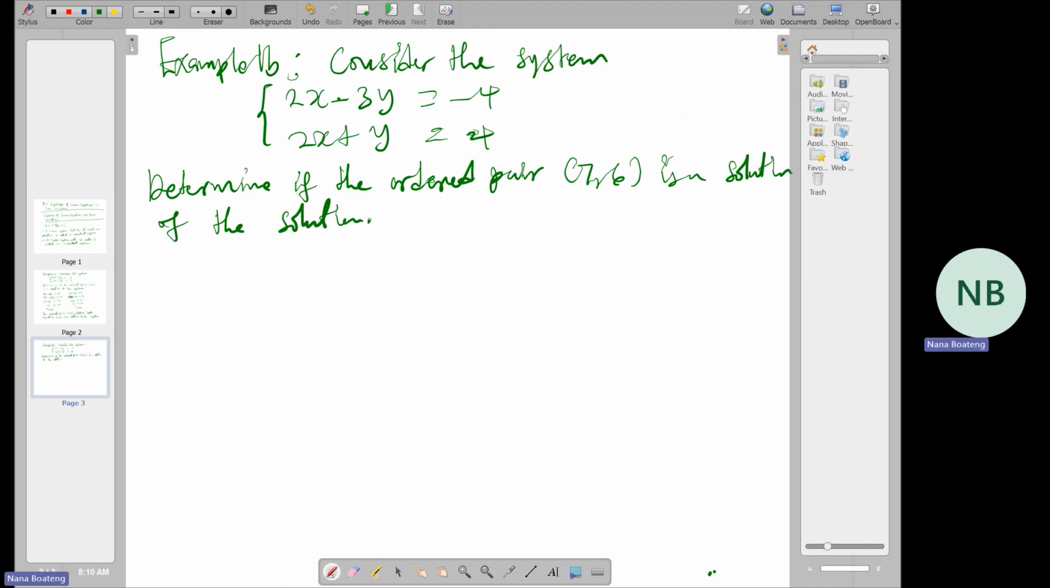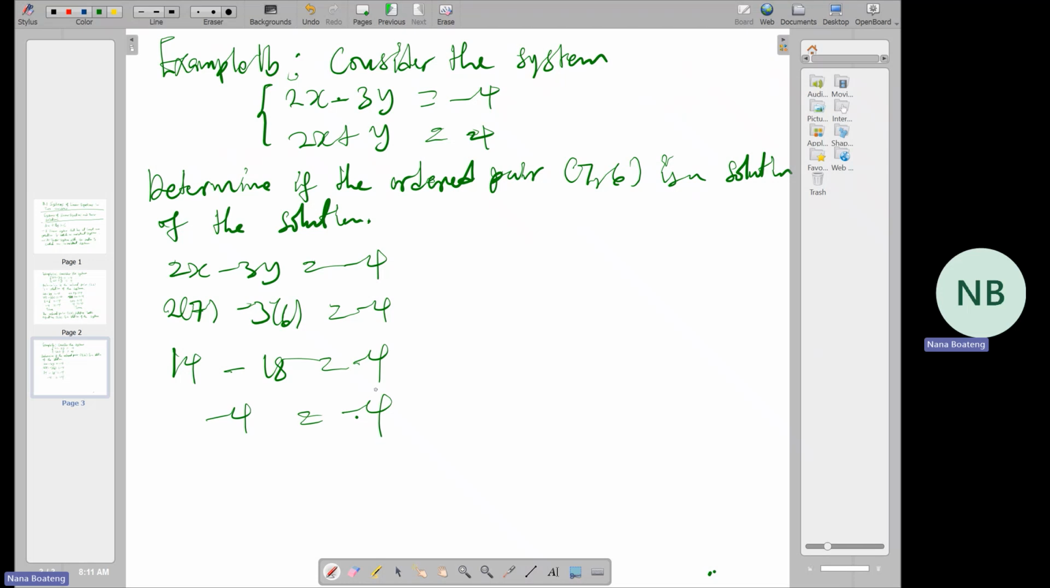Okay, so let's do similar, just check whether this is a solution. If you substitute 7 and 6 into both equations, then the outcome on the left should equal the outcome on the right. So for 2x minus 3y is equal to -4, if x is 7 and y is 6, we have 2 times 7 minus 3 times 6 is equal to -4. So 14 minus 18 is -4. So -4 is equal to -4. So it's true for the first equation.